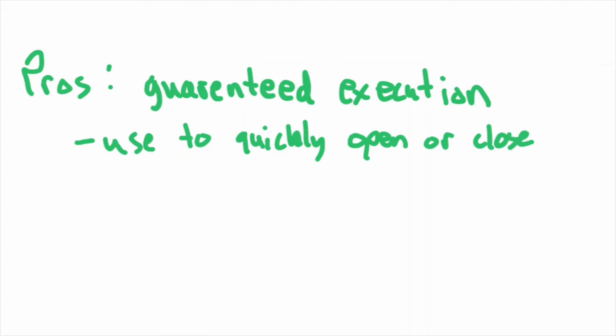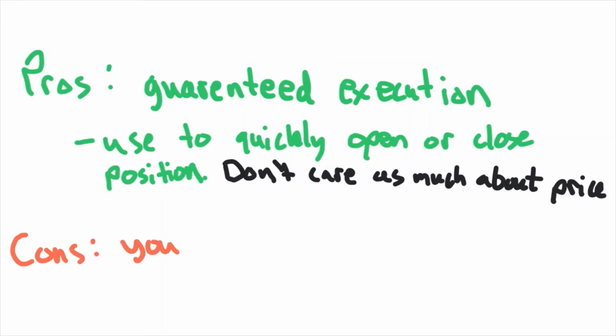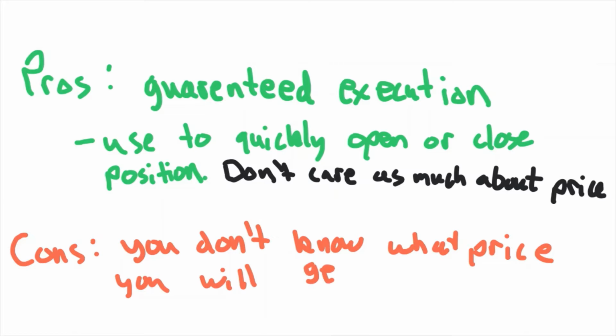Like let's say a security is going up in value really quickly, you just want to hop on the train, or if it's going down and you want to hop off the train, you don't really care as much about small price fluctuations. The cons is you don't know what the price will be. It's normally around the bid or the ask, but it could be different depending on the amount of shares.